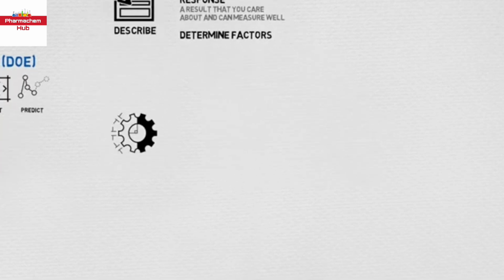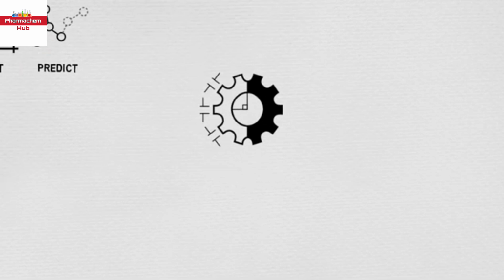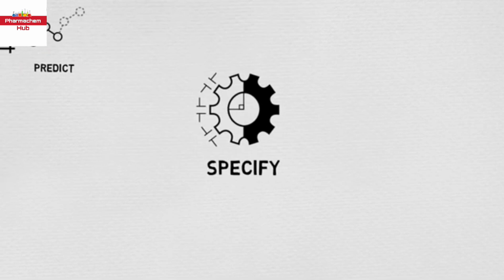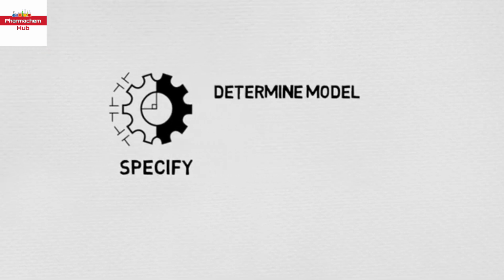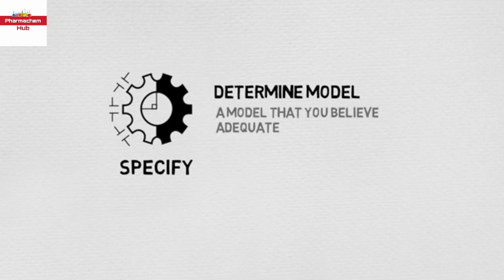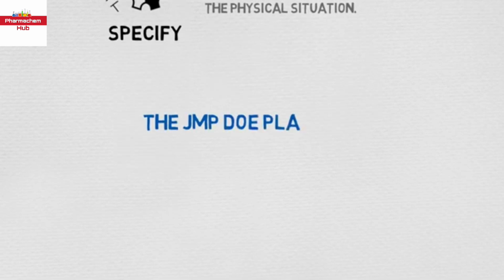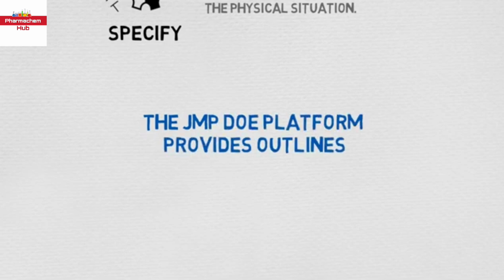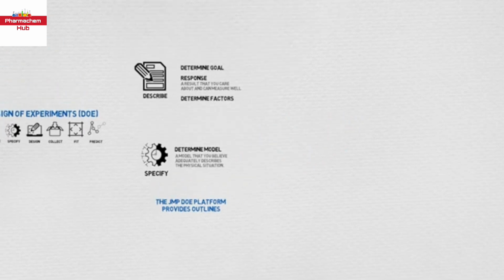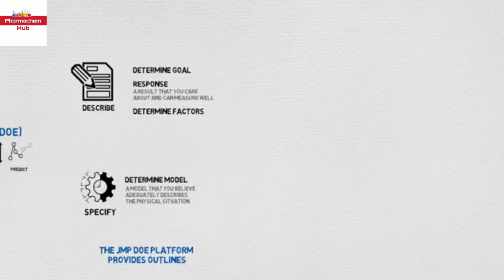Next, we have the specify step. This is when you determine or specify a model that you believe adequately describes the physical situation. The JMP DOE platform provides you with outlines that guide you and let you specify the response factors, constraints, and interactions. Next is the design step.